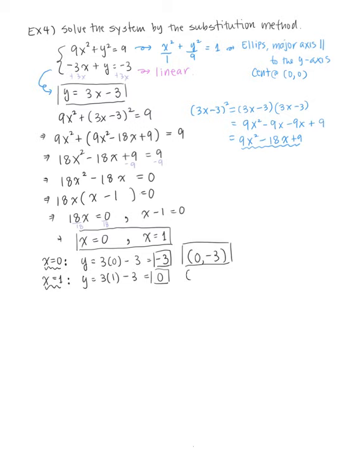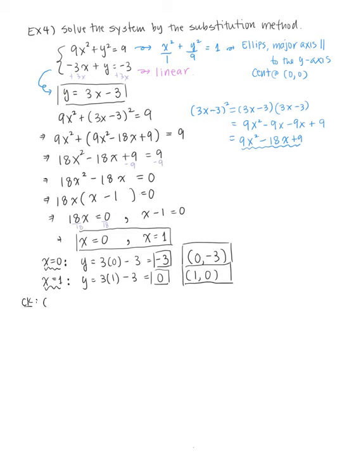So it looks like another proposed solution is when x is 1 and then y is 0. Alright, looking good, but we have to check. Let's check to make sure they both are solutions or not. Let's first go with taking the first ordered pair, which is 0, negative 3.